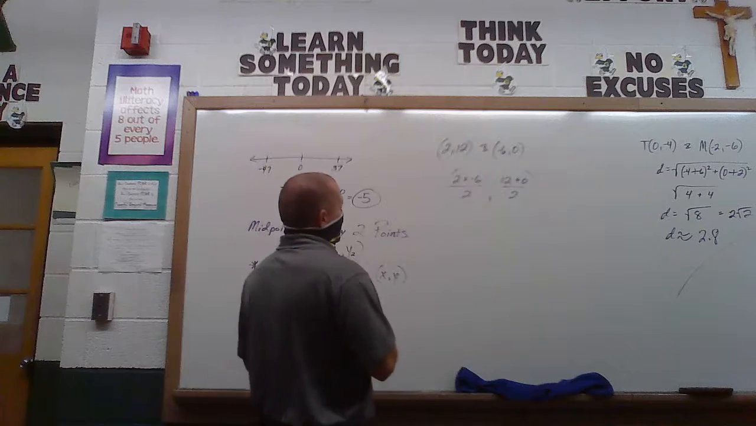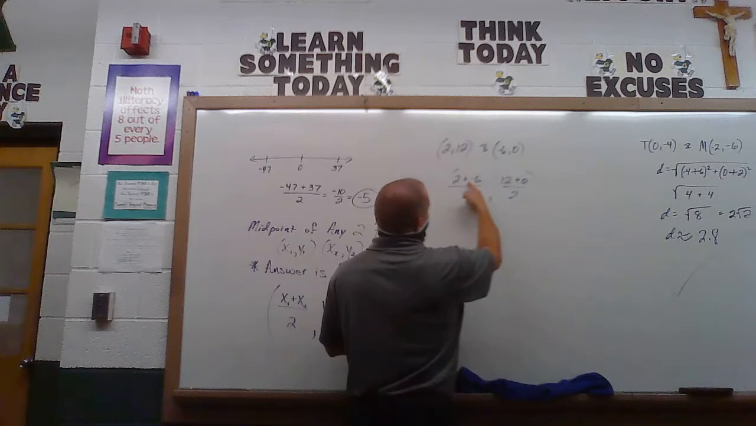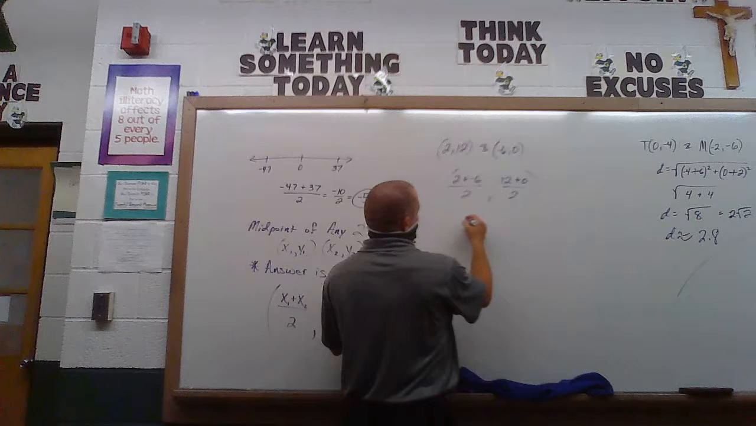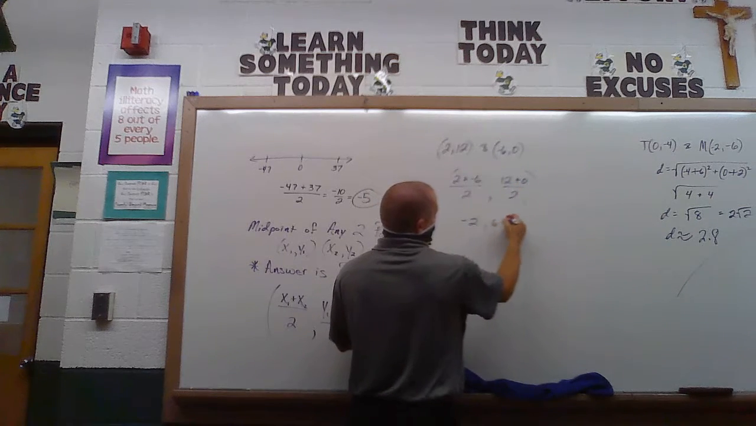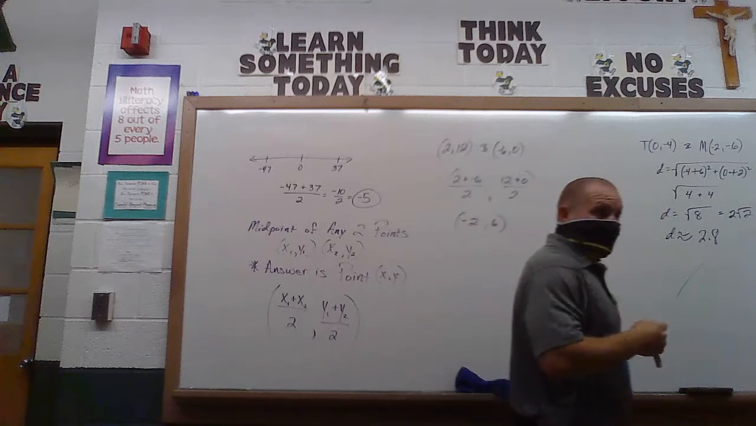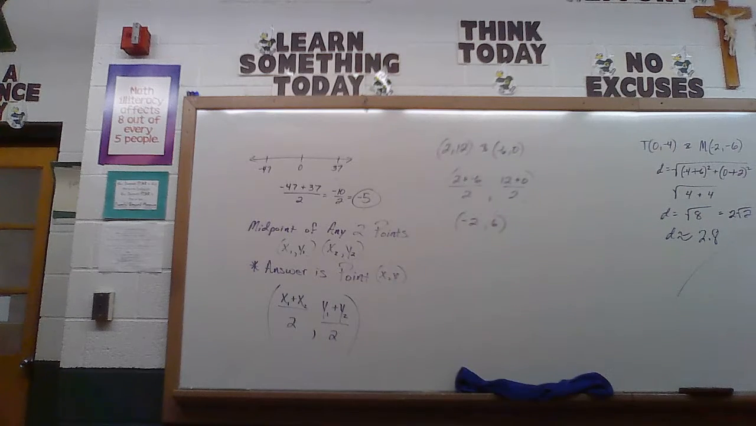So what's 2 plus negative 6? Negative 4 divided by 2? Negative 2. And 12 divided by 2 is 6. So if we come back to our coordinate plane over here, how would I plot that dot? Where would I go? Which way is negative 2, 6? Left 2, up 6, right? Does that look like it's in between those two? Yeah, it looks like it works. Perfect, right? Nice, huh?